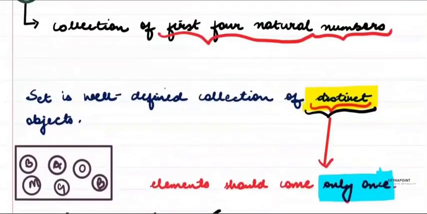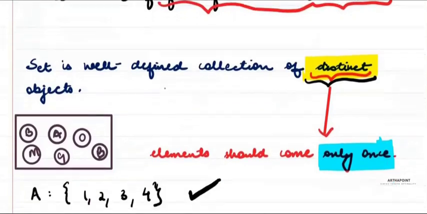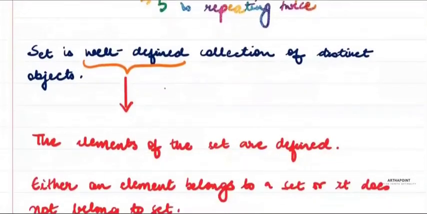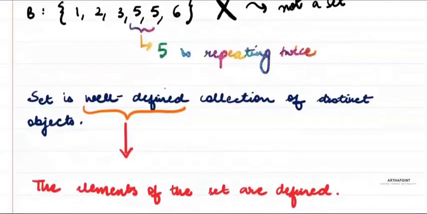Now, again, let's go back to the definition. Set is a well-defined collection of distinct objects. And now I want to focus on the word well-defined. When I say that a set is well-defined, I am saying that each element of the set is defined, which means that there are only two things that are possible with the set.